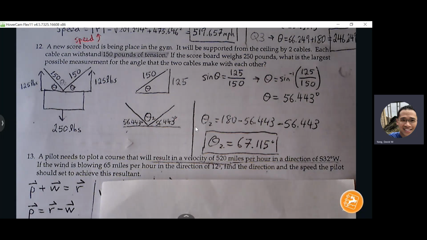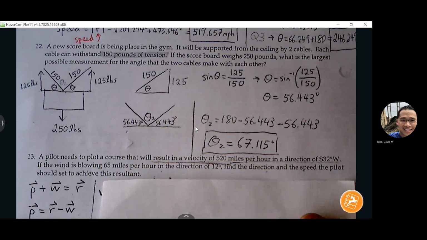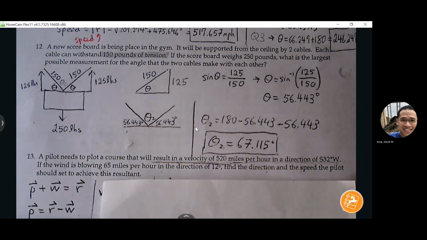So this is one of those backward problems where you have the resultant, you have the wind, but you're working backwards to figure out the plane's course that needs to be set. So we know that plane plus the wind is equal to the resultant vector. I'm trying to find the plane vector, so it's going to be the resultant minus the wind vector.